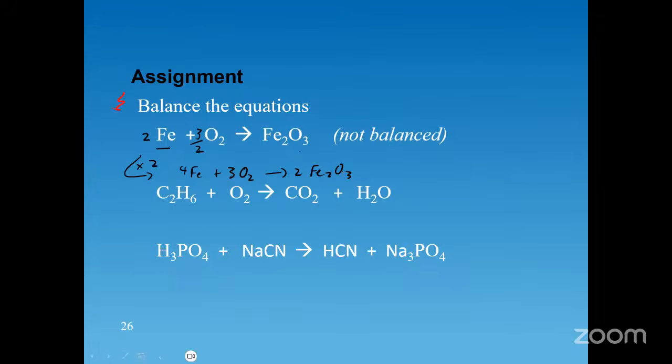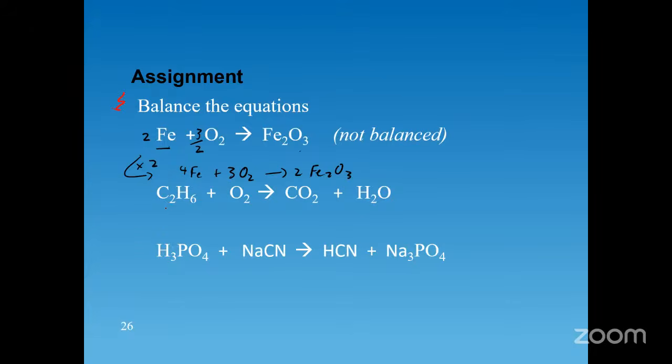And that would be the final answer. All right? So that's how I would go about balancing that equation. Okay, any questions about this one? Any questions? Let's look at the next one.